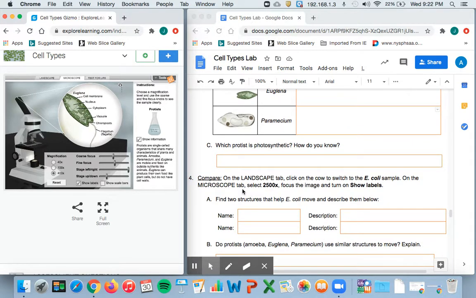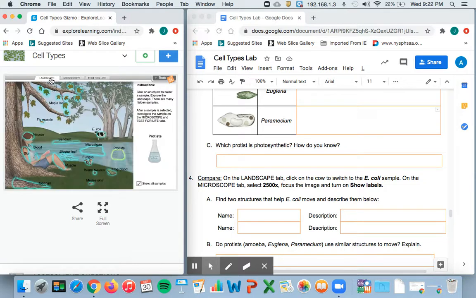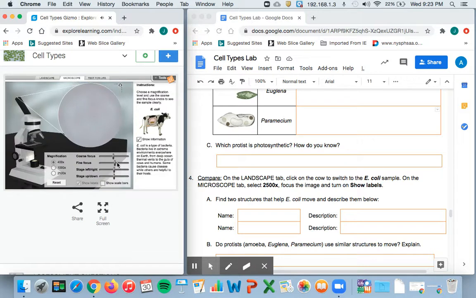Okay, now for number 4, on the landscape tab, click on the cow. Okay, click on the cow and we are going to the microscope. In the cow, we are viewing E. coli, which is a bacteria found in the stomach. Okay, we are zooming in big time here, 2,500 times. Okay, focus the image, looks good to me, and make sure you show your labels.